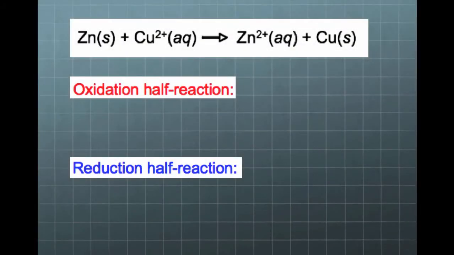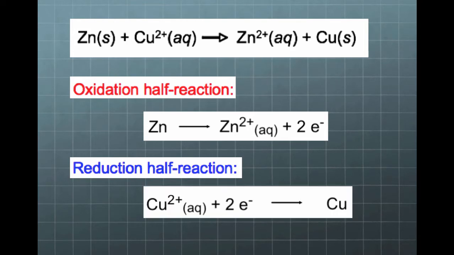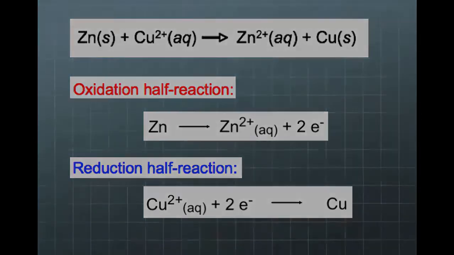Here's an example of a redox reaction between zinc metal and copper ions producing zinc ions and copper metal. Pause video, identify the oxidation half reaction and the reduction half reaction. Remember to include electrons. Here's the oxidation reaction showing zinc losing 2 electrons. Here's the reduction reaction showing the copper ions gaining 2 electrons.